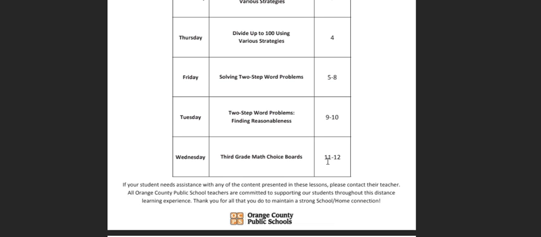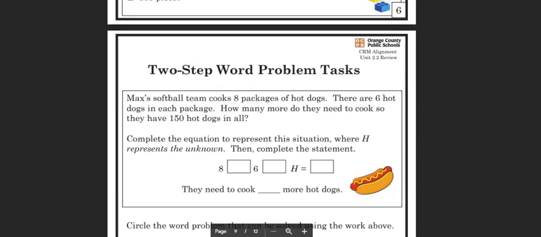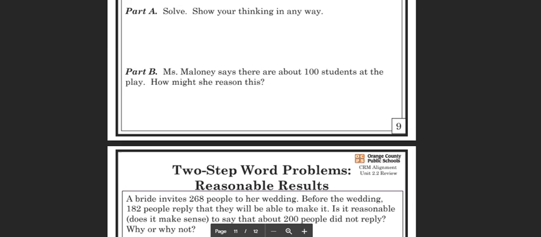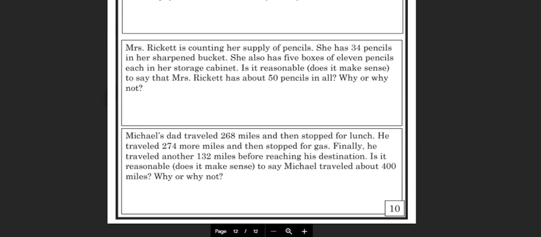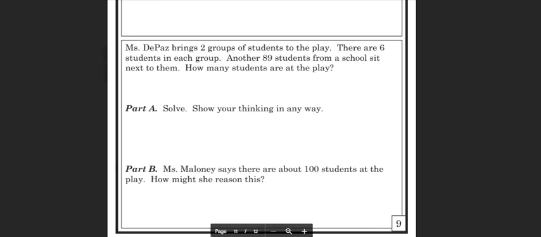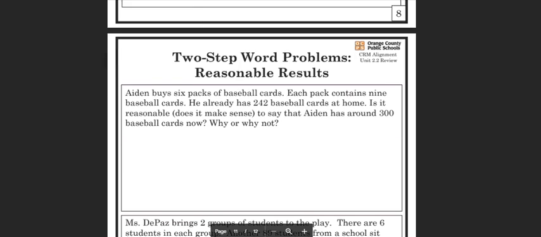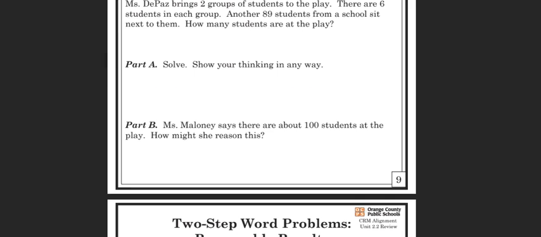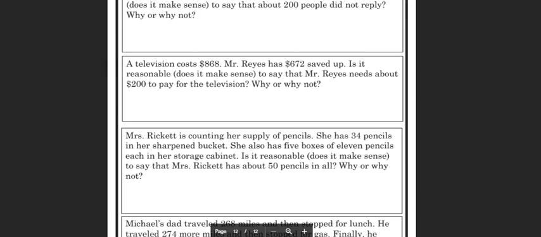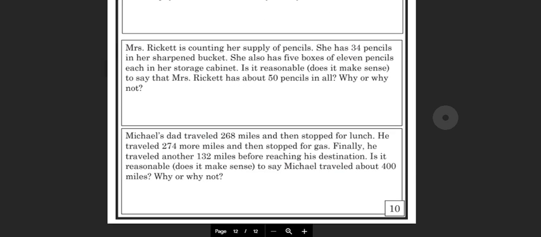However, when I look at the packet, there is page 9, there is page 10, but there's no other page after that. Page 11 and page 12 are not included in this packet. So we're going to do page 9 today, okay? Because there were problems. And tomorrow you're going to be doing page 10, okay?